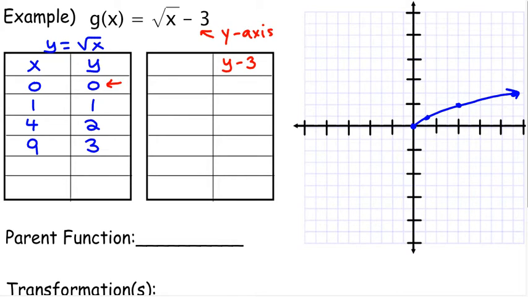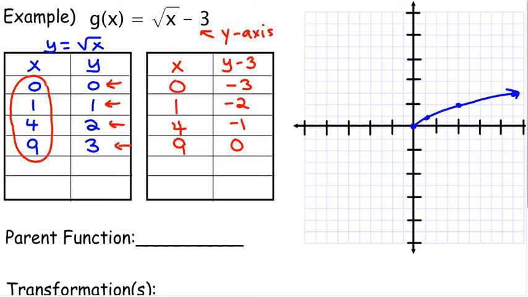So we have 0 minus 3 is negative 3. 1 minus 3 is negative 2. 2 minus 3 is negative 1. 3 minus 3 is 0. Now, we are not affecting the x-axis at all. So all of these numbers repeat over here. So 0, 1, 4, and 9.